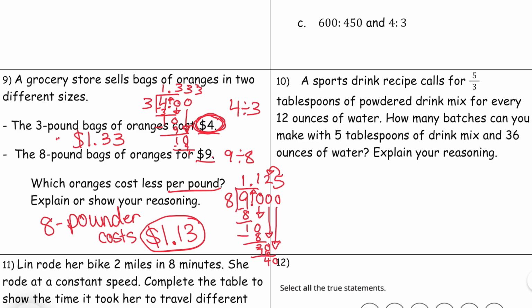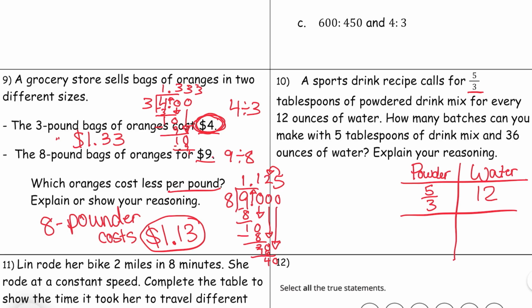Question 10. A sports drink recipe calls for 5/3 tablespoons of powdered drink mix for every 12 ounces of water. So I'm going to set up a table. So powder, and then water. So we have 5/3 and 12.